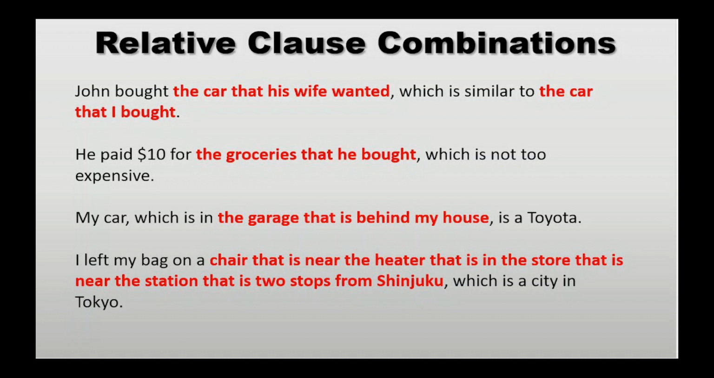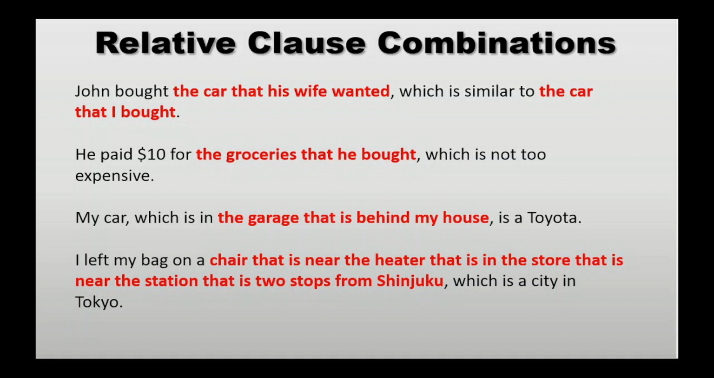Now, if you keep this in mind, it will help you to read very complex English sentences, because many native speakers do run these kind of clauses together in the same sentence. Look at these examples that we have here. I'm going to read this and read along with me. John bought the car that his wife wanted, which is similar to the car that I bought.